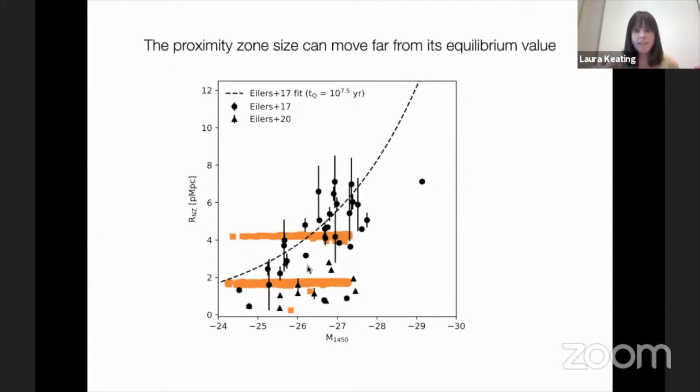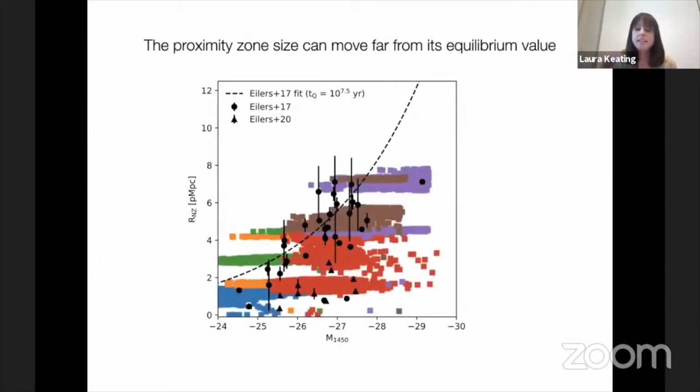And so we can also add in some results from just a handful of other sightlines. So each of these colored points here are just a run of one individual sightline. But what's really cool is even just for a few sightlines, we can really start to fill out the space in proximity zone size and magnitude, finding lots of sightlines that are close to the equilibrium value, but also lots that are really far away. And we end up with this population of small proximity zones with these simulated light curves, which is cool.